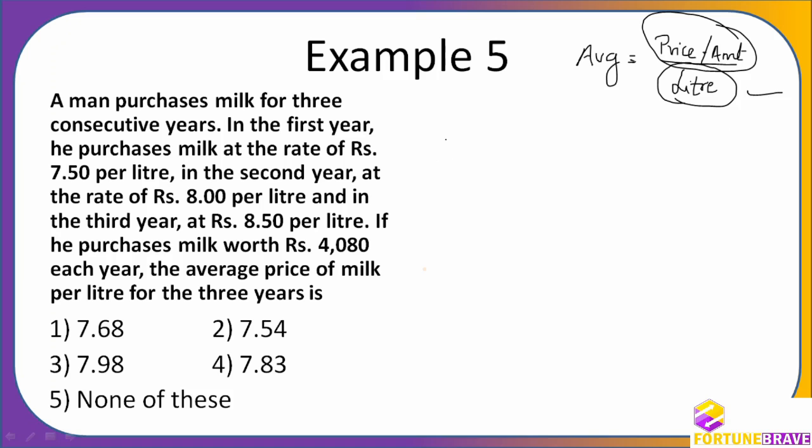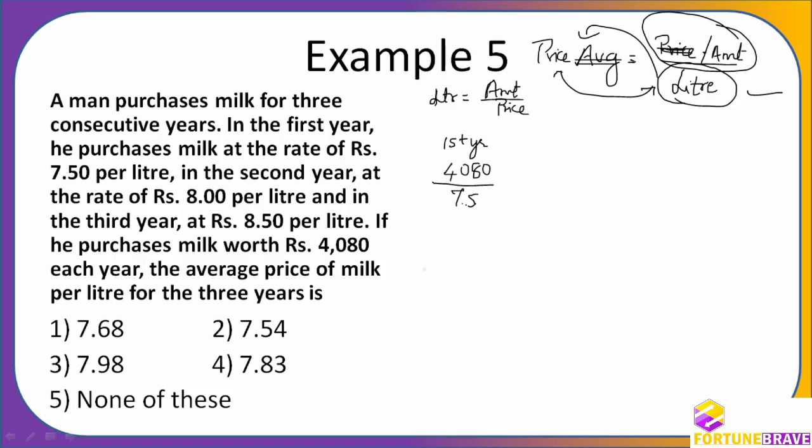So how many liters did he purchase in the first year? For finding the liters, price is equal to amount per liter, so liters will be amount divided by price. Right or wrong? The price is 7.5, which I have written here already. So liters is equal to amount upon price.